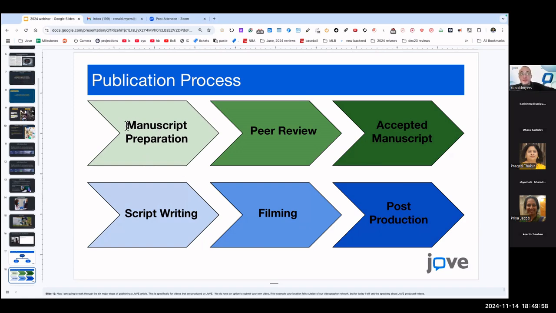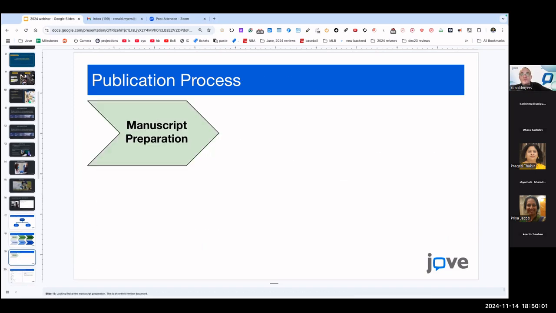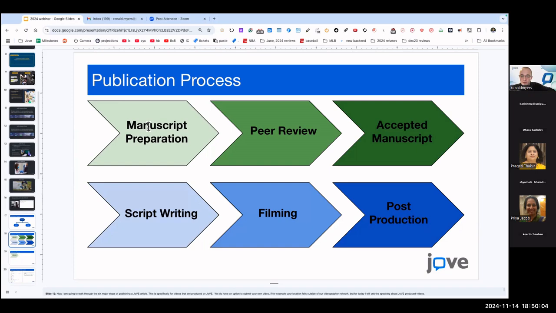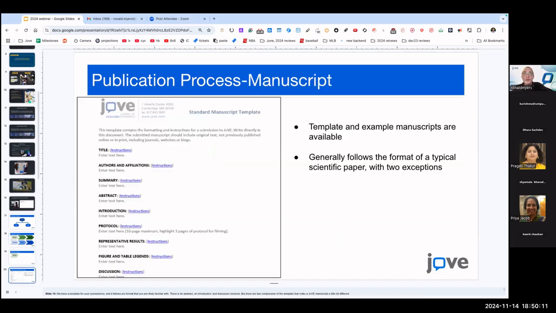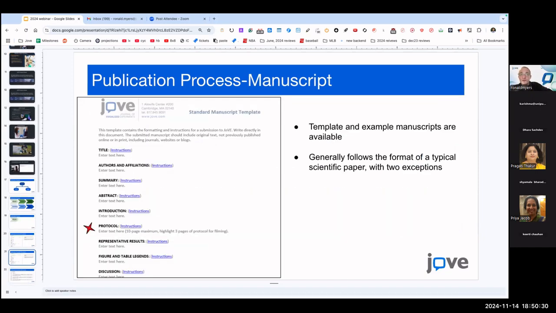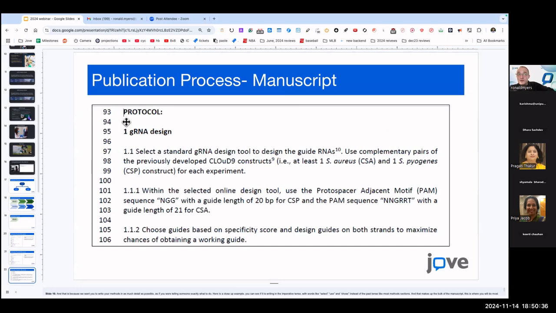Okay, so the first step is manuscript preparation. So an editor would work with you to create the manuscript. And it's very similar to any other methodology paper, like a Neuroscience Methods or Nature Methods paper. It has all your typical sections with a couple exceptions. So the first exception is the protocol section is very detailed in a JoVE paper. So you can see here, it's designed like an outline, and it's extremely detailed.